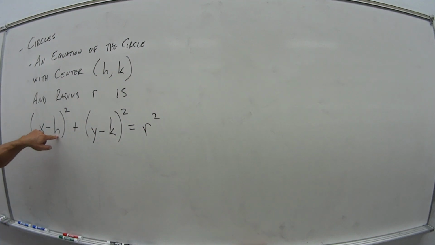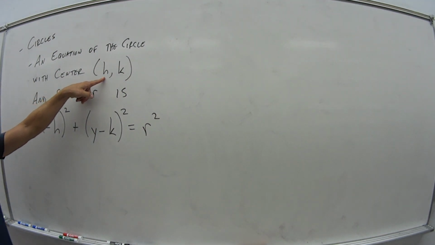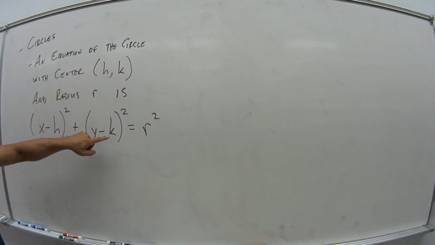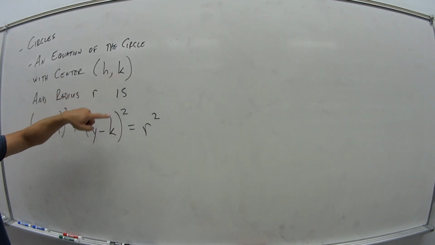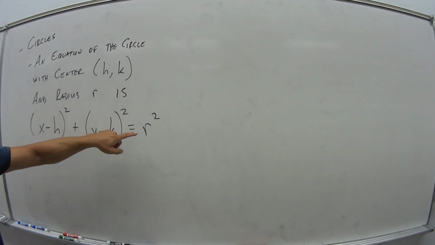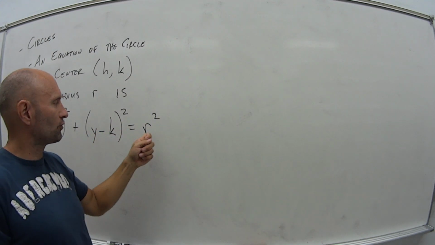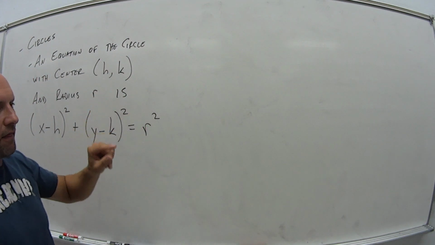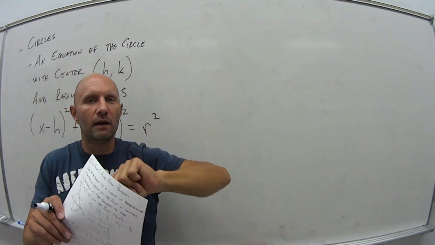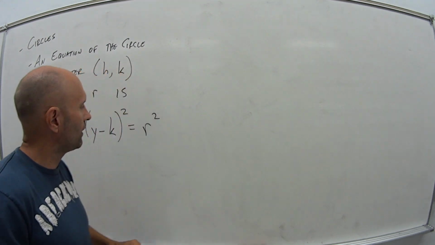So this h is the x coordinate of the center of the circle. This k is the y value for the center of the circle. And then r, for whatever number we have here, it's r squared. So if we take the square root of the number on this side, that'll give us from the center point how far out to the circle we are.